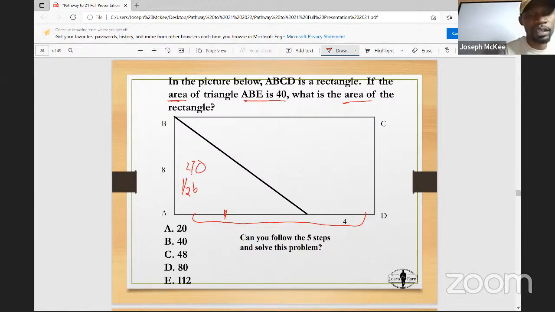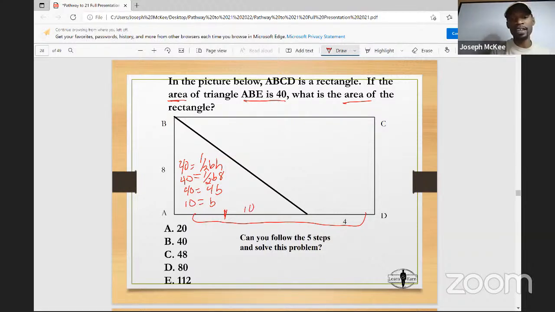And let me write this a little bit cleaner. We've got 40 is equal to 1/2 base times height. Well, we don't know what this base is, but we do know the height. So the height is 8. And once we do our math, 40 is equal to 4b, and b is equal to 10. All right. So now we got this side is equal to 10. And once we add 10 and 4, we got AD is equal to 14.